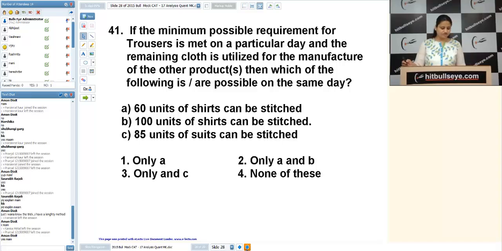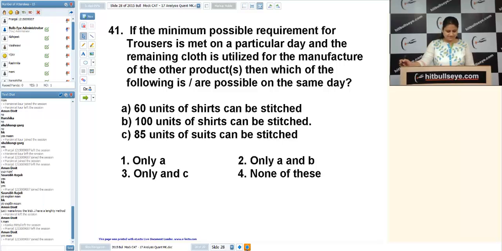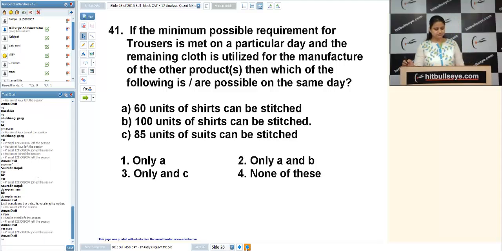Any problem in 41st question? I have selected only one question of this set because all of them are similar. Question number 41st. Yeah, any problem in this set? Okay, so all of you, please confirm. Okay, let us move then.